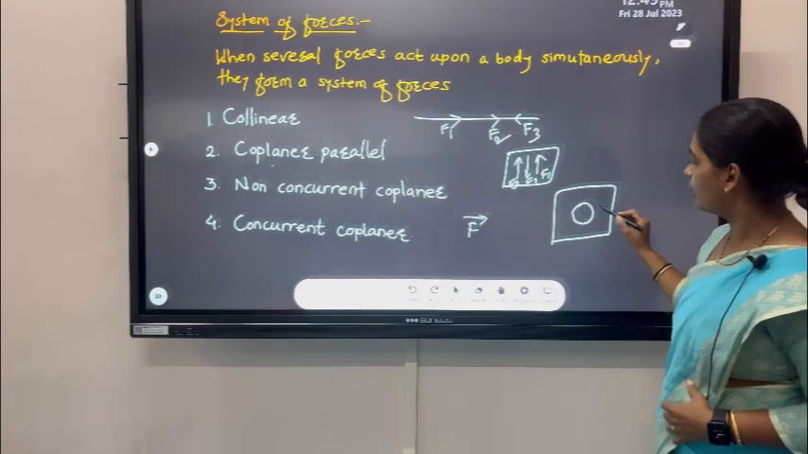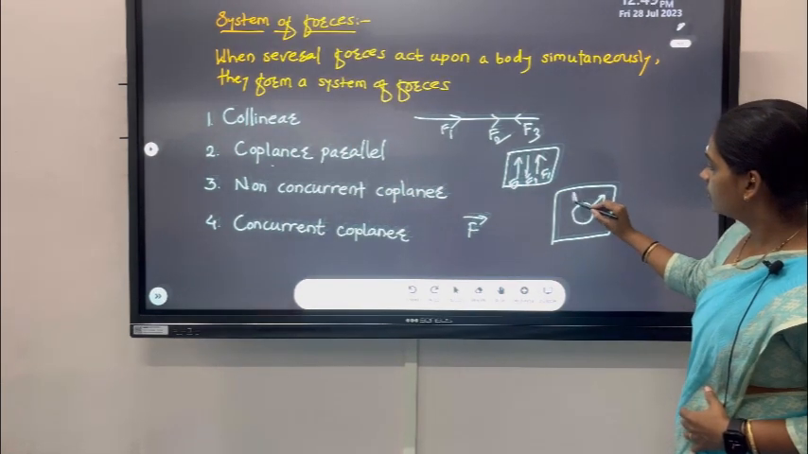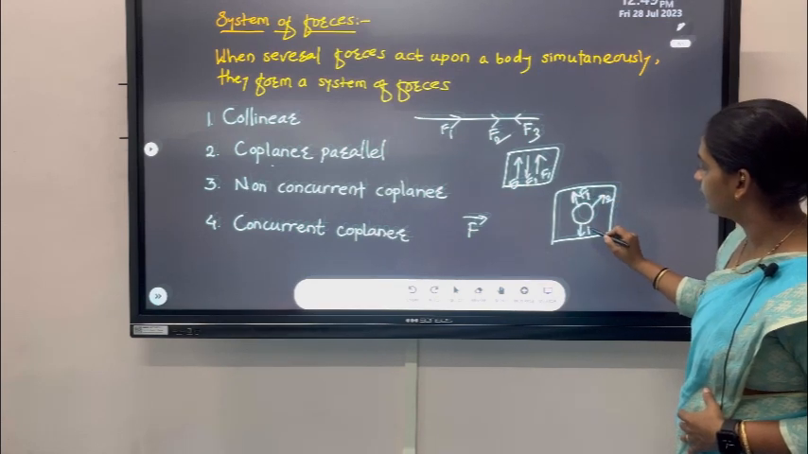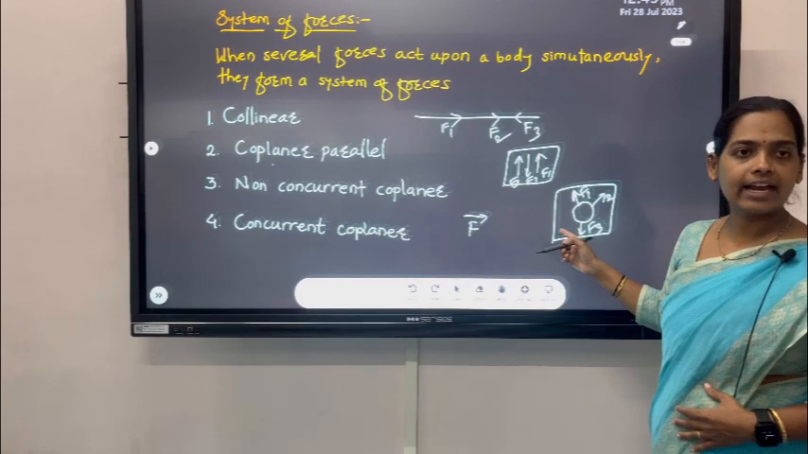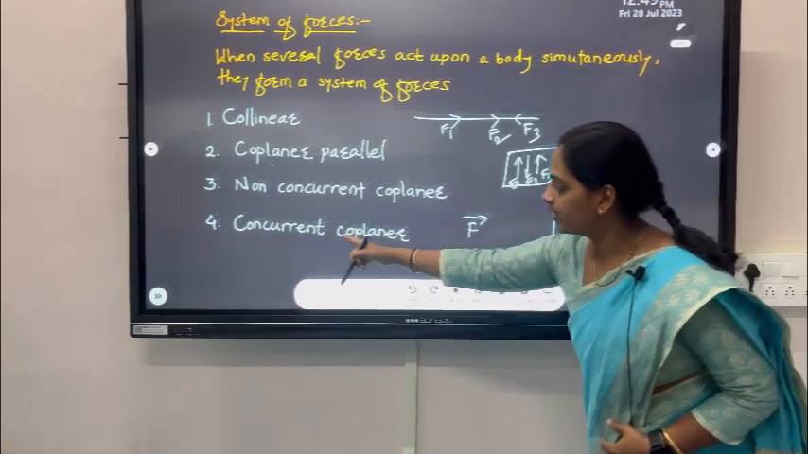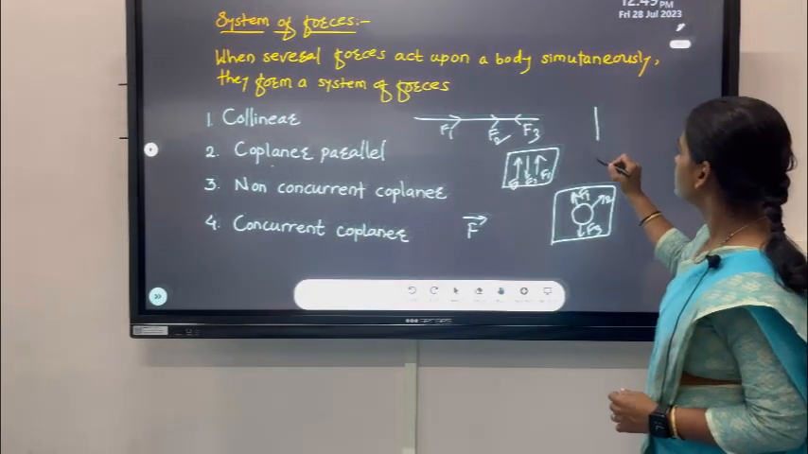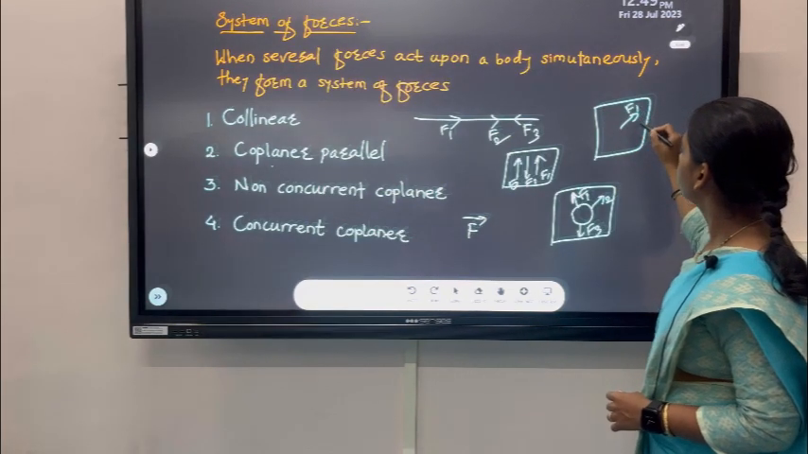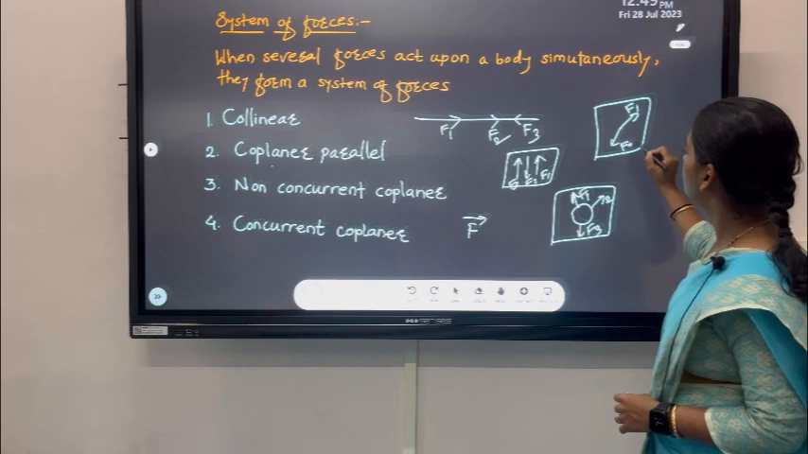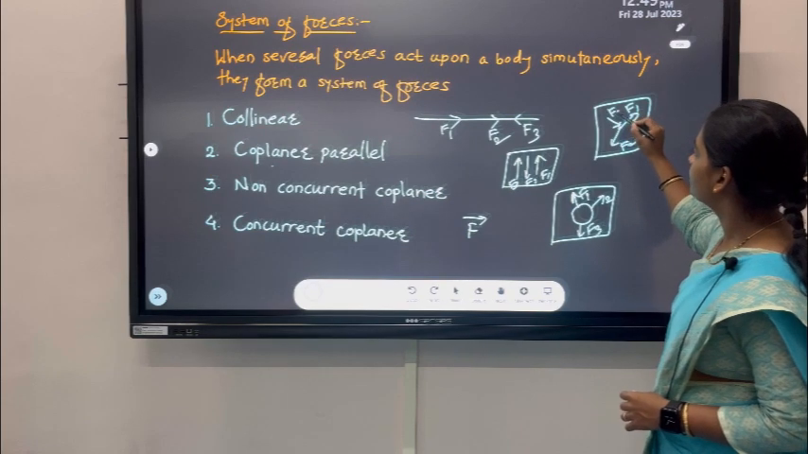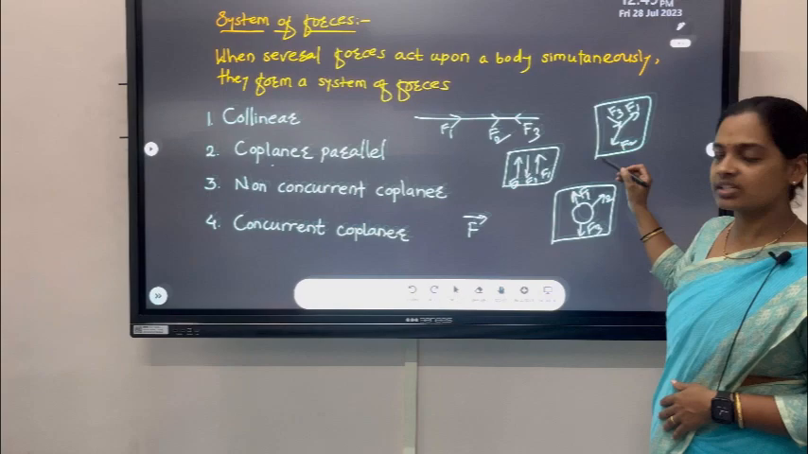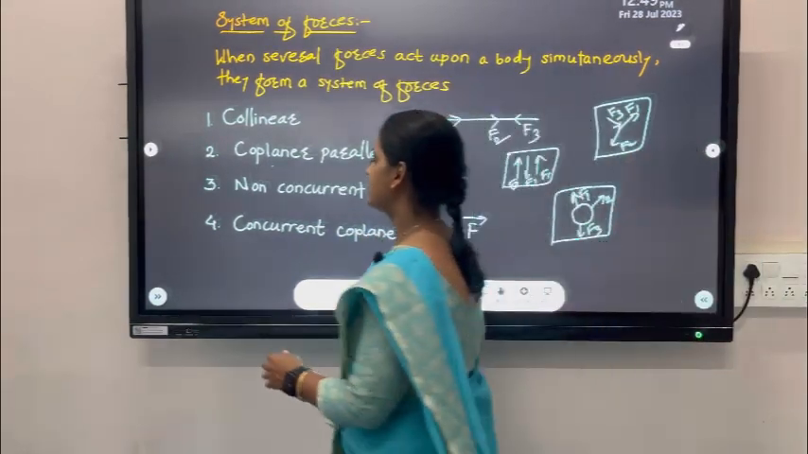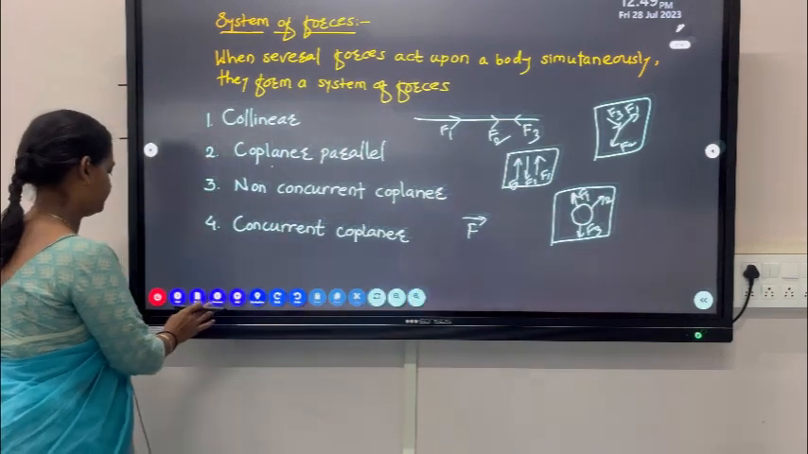suppose this is a lamina, on this particular the forces are acting as like this, suppose F1, F2, F3, they are not meeting at one point. The fourth one is concurrent coplanar, that means they are passing through the same point, suppose this is F1, this is F2, the third force is F3, all the forces passing through the same point, that is why it is called as concurrent coplanar. Then we will see what do you mean by moment.